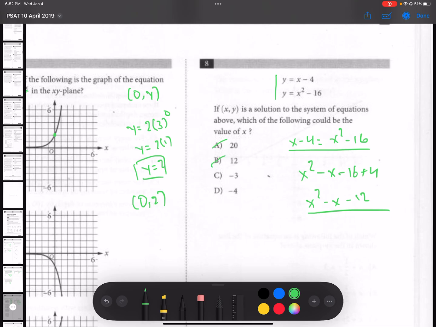We take minus 3. Minus 3 minus 4 is minus 7. Minus 3 squared is 9. 9 minus 16 is minus 7. So minus 7 is equal to minus 7. So that means C should be the answer.